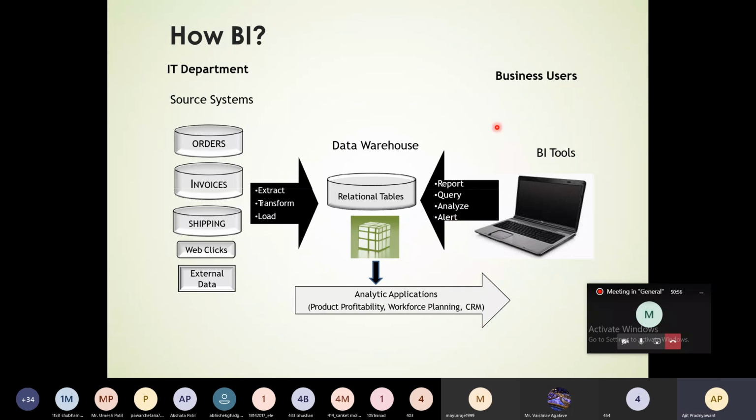Then there are different business intelligence tools which operate on these data warehouses where your data is present. There are reporting tools, querying tools, analyzing tools, and alerting tools, which retrieve meaningful information from the data warehouse, which helps the executive to take decisions. So this is how business intelligence works. Now you can understand this image properly because you are familiar with all these things.